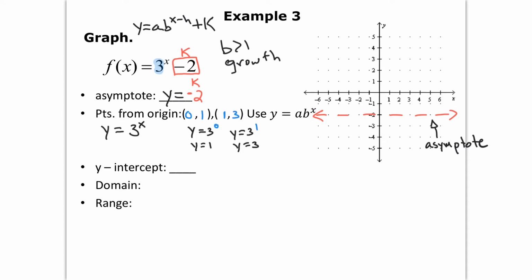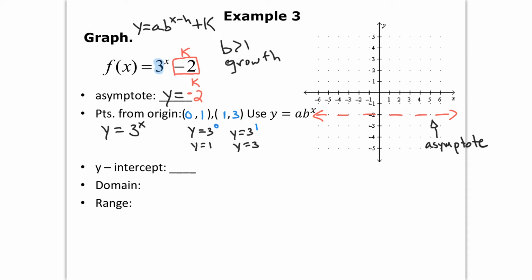So I already substituted the exponents to be 0. So 0 goes into the x, just like right here. And a number to the 0 power is 1. So that's my first y value. And then I substitute a 1 here into the x. So this one goes into the x. And 3 to the first power is 3, which is the y value. So I'm going to plot those 2 points.